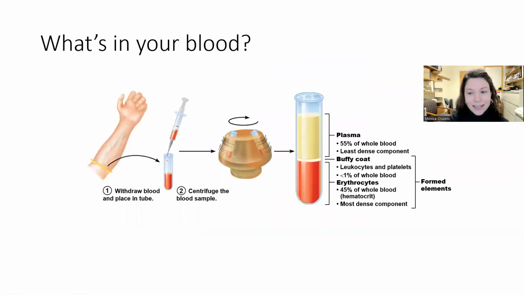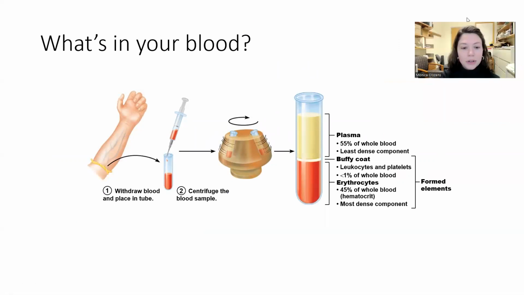Okay. So let's say you went to the doctor's office and you had your blood drawn. It looks red. We'll talk about why. And then it gets spun down super fast in a centrifuge, and you get three layers.